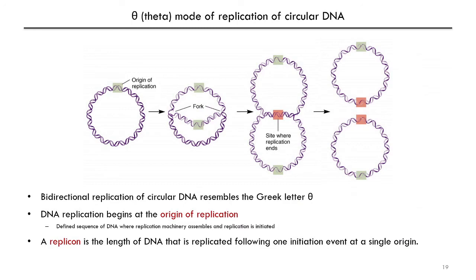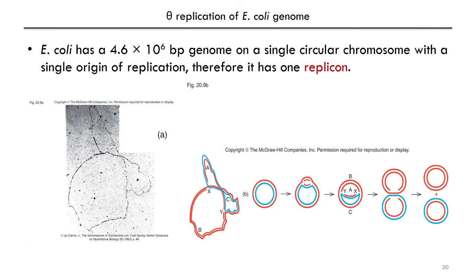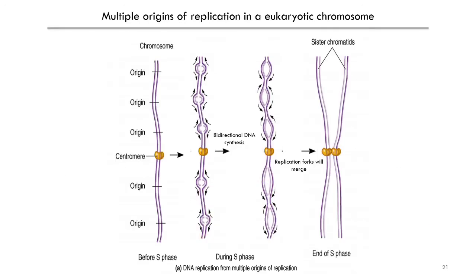The length of DNA that is replicated following one initiation event at a single origin of replication is called a replicon. E. coli has a 4.6 million base pair genome on a single circular chromosome with a single origin of replication. Therefore, it has one replicon. Most prokaryotes have chromosomes consisting of one replicon. On the other hand, eukaryotic chromosomes typically have multiple origins of replication, and therefore multiple replicons.